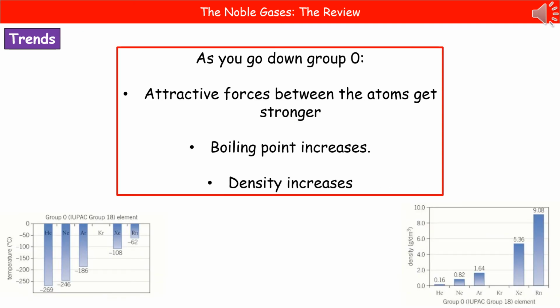In terms of the trends for our noble gases, as we go down group 0, the attractive forces between the atoms get stronger, so the boiling point increases and their density will also increase.